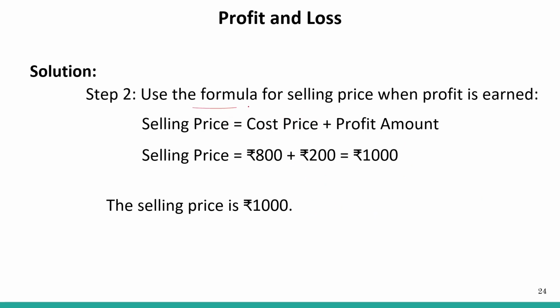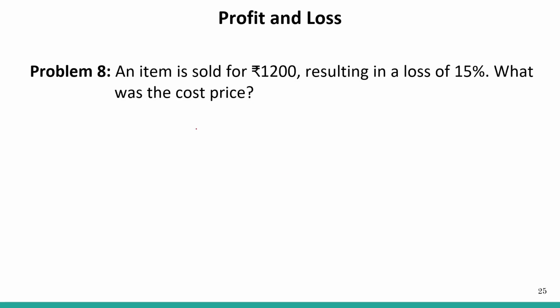Okay. So using the formula of selling price when profit is earned, selling price is equal to cost price plus profit amount. So selling price is equal to 800 plus 200 is equal to 1000 rupees. So selling price is nothing but 1000 rupees. So an item is actually sold for 1200 rupees, resulting in a loss of 15%. Then what was the cost price?